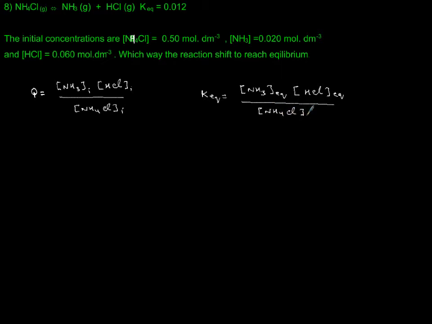reaction quotient, Q. So Q in this case is concentration of ammonia, which is 0.02, times concentration of hydrogen chloride, which is 0.06, divided by ammonium chloride, which is 0.5. When you do this, you will get 0.0024. Now, K equilibrium is this. Definitely this is smaller than K equilibrium.